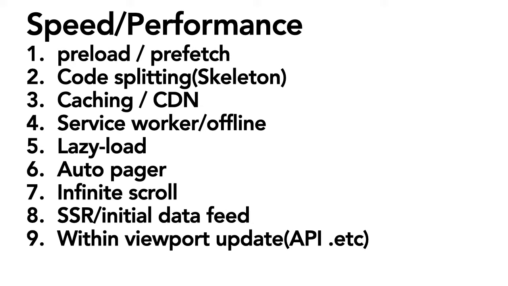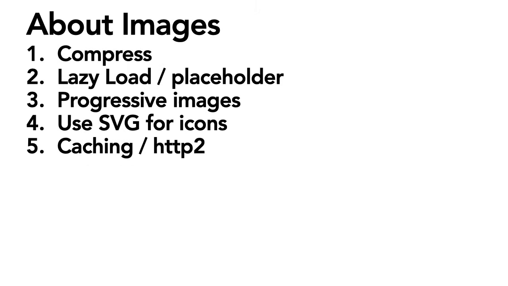It's specifically for performance, right? Pareto, prefetch, and then avoid a big chunk of JavaScript, just code splitting, of course, together with scheduling, which in React you could use lazy and Suspense. Okay, and then cache the static resources, and we could also cache with a service worker, and we use lazy load not for images but for components, and we use auto pager to create an immersive experience, and infinite scroll to avoid too long pages, and we could use SSR to initiate a feed to improve the first load, and then update the data only within the viewport to reduce the data payload of the API. About images, we could compress, we could lazy load, and we could do progressive loading, and we should use SVG for icons and do caching.